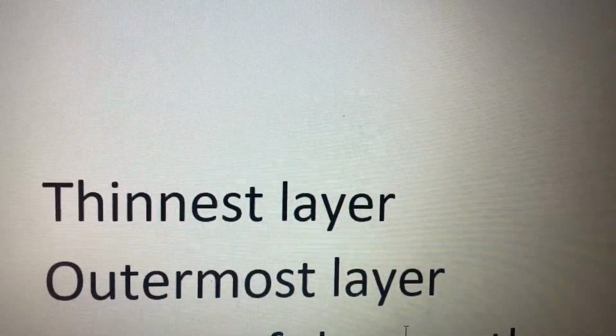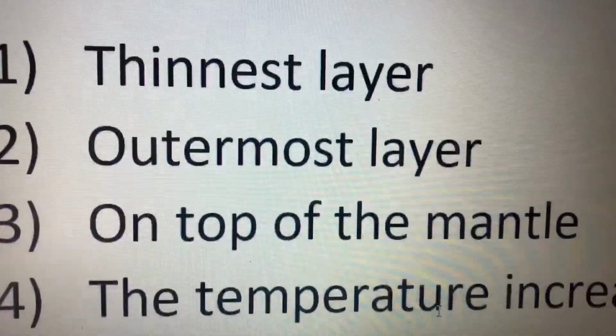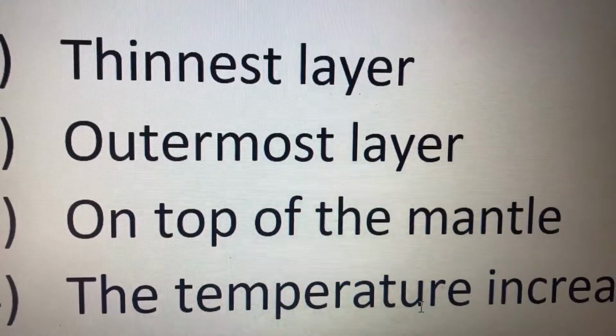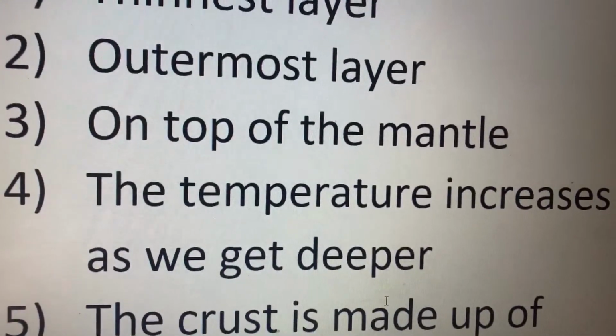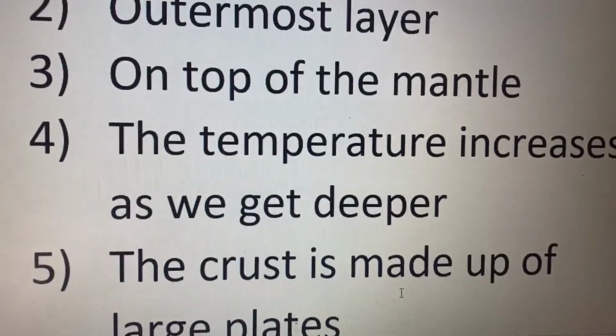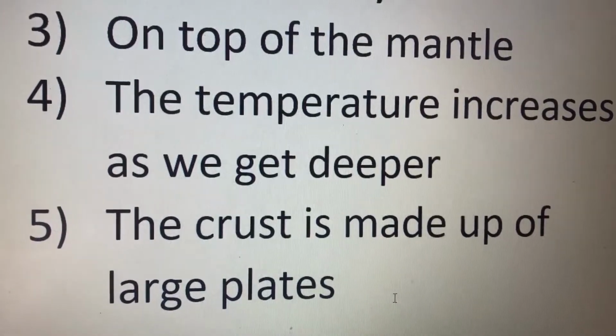It is the thinnest layer. It is the outermost layer. It is on top of the mantle. The temperature increases as we get deeper. The crust is made up of large plates. Anything else that you remember about the crust? What material is it made of? Just think about where we're standing. That's right, rocks and soil. Yeah, that's the crust, rocks and soil.